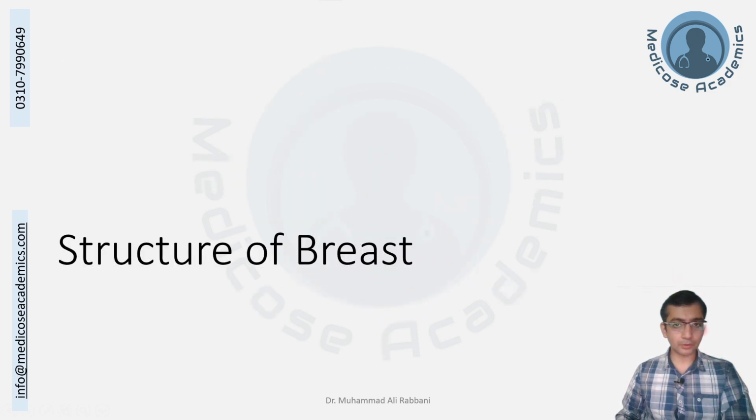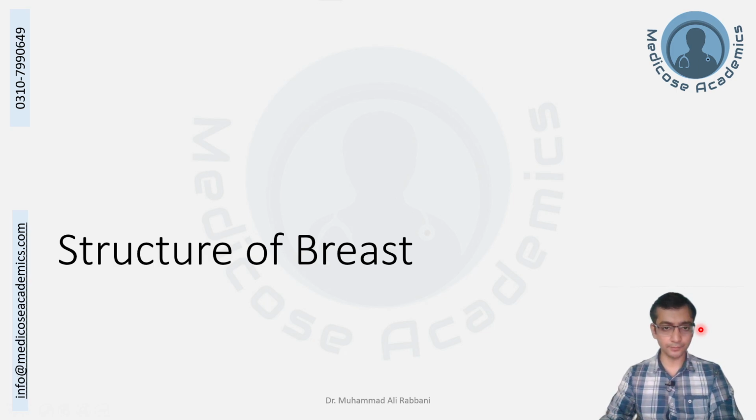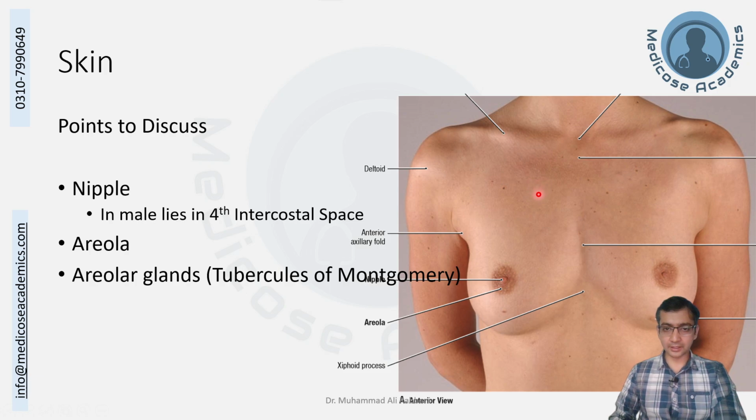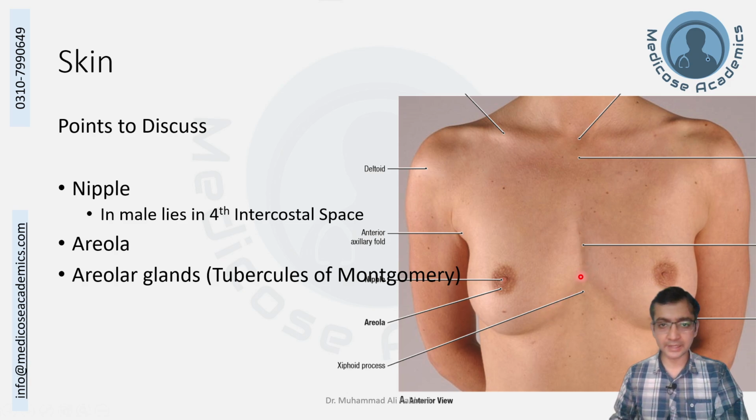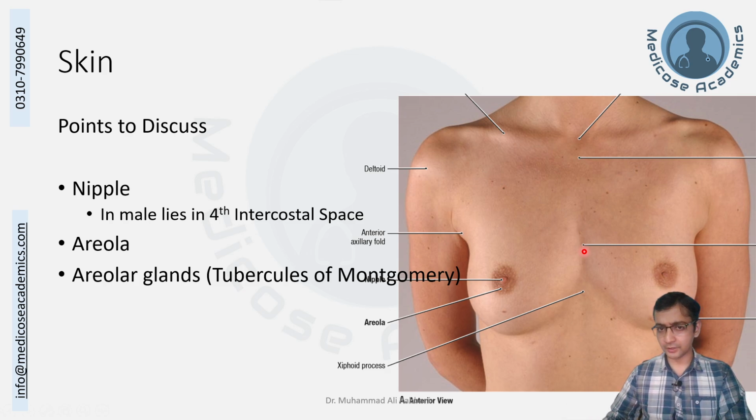Now let us talk about the structure of this tissue. Skin: breast tissue is visible as a prominence in the front of the chest, more so in females than in males, and even in females the shape can vary very extensively depending upon age, ethnicity, nutritional status, and the point in the reproductive cycle where she is, whether she is nulliparous or pregnant and so on.